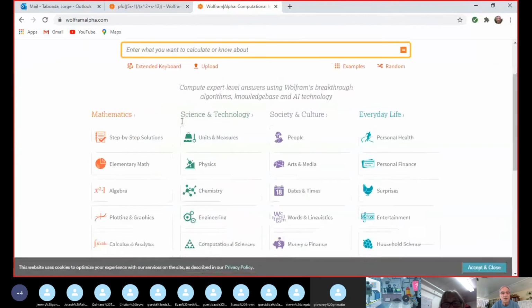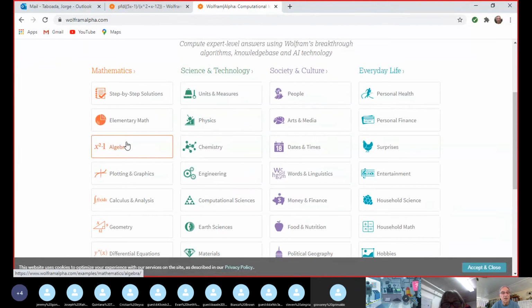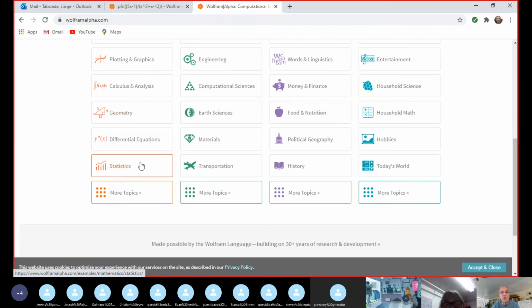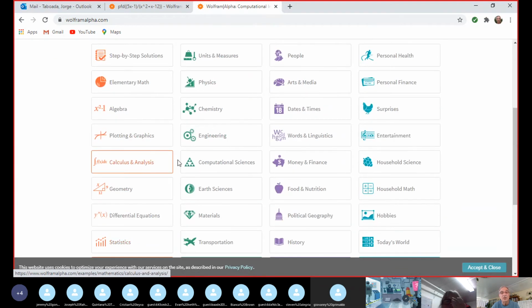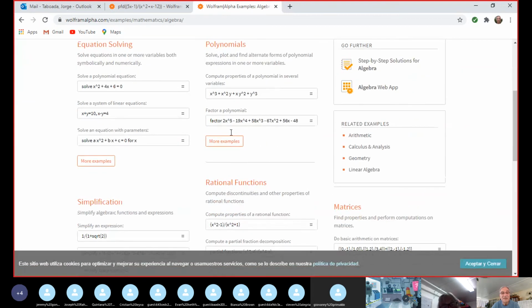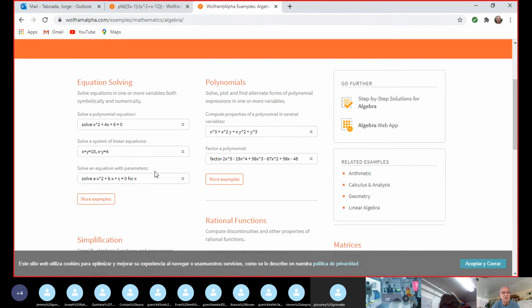You select here, look: algebra, plotting graph, calculus, geometry, elementary math, differential equation, statistics. Wow, unbelievable. On another side, chemistry, physics. Wow, amazing. So, I select algebra. Inside the algebra you select any box, equivalent, simplification. I like to select equation.